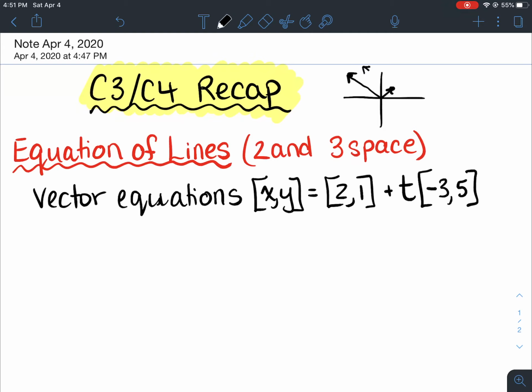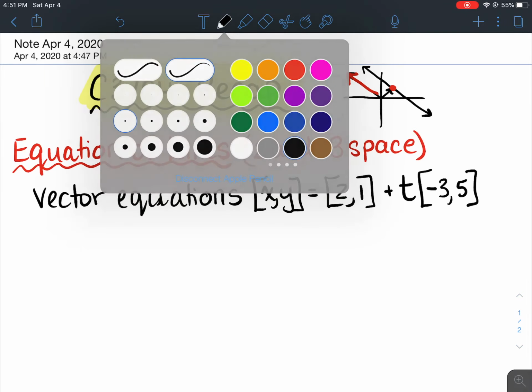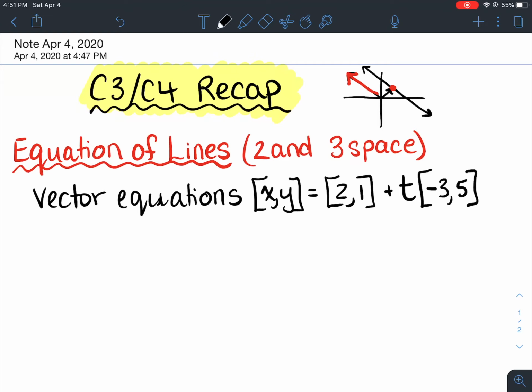So we know our line actually would be this line here. It's going to be parallel to our direction vector. And our position vector is going to give us a point on the line. So that's how vector equations work. And in 3 space, they would just also have a z coordinate.